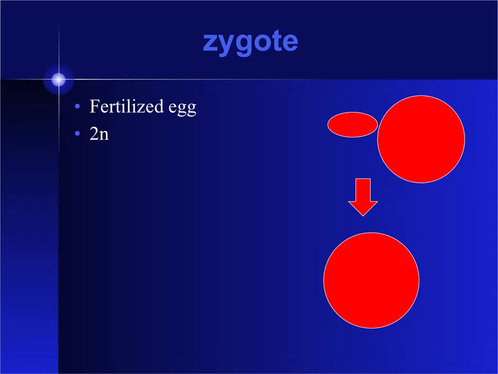A zygote is a fertilized egg, and a fertilized egg comes from a sperm cell that has 23 chromosomes and an egg cell that has 23 chromosomes. And when those two cells fuse together, you get a zygote. That's this cell, and it has now 46 chromosomes again. So it went from being haploid, or 1N, to being diploid, or 2N.